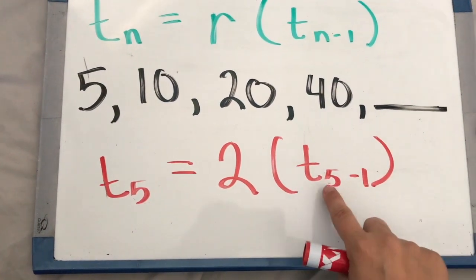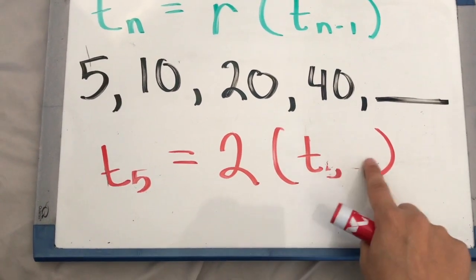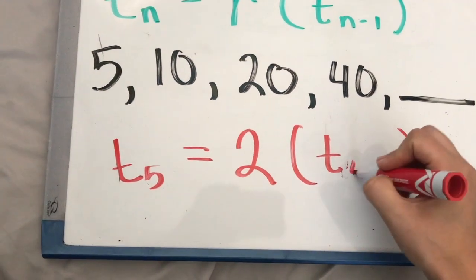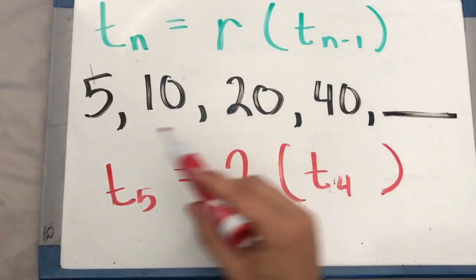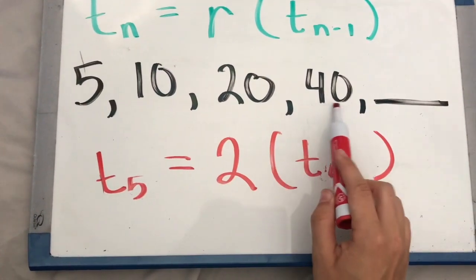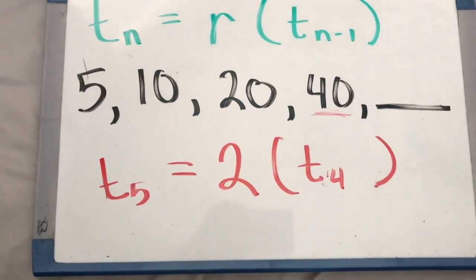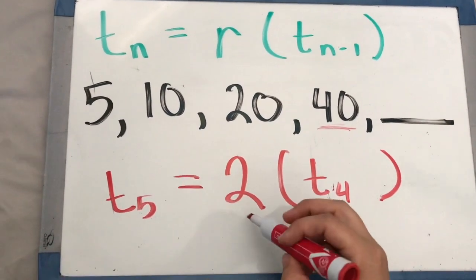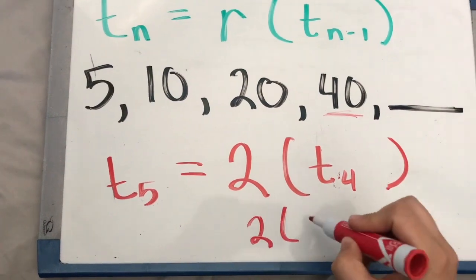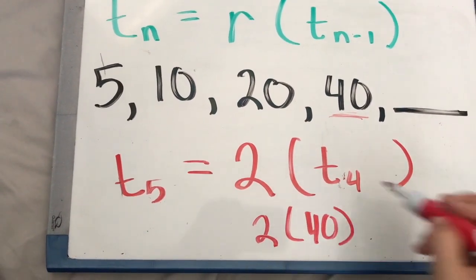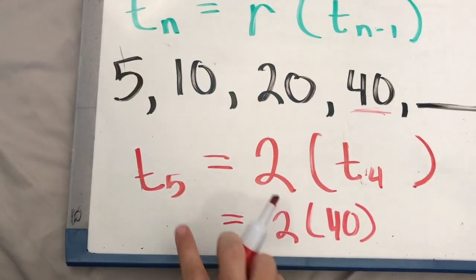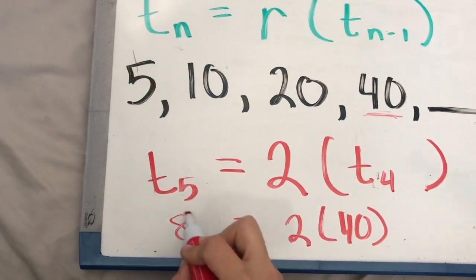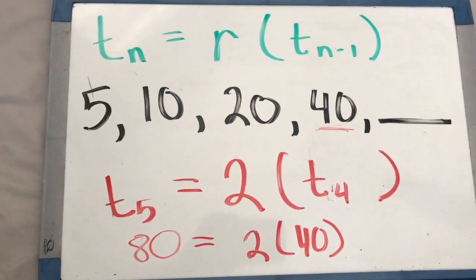So we know that t of 5 minus 1 is just t of 4, right? And t of 4 is equal to 1, 2, 3, 4 is equal to 40. That's my 4th term. So really all I'm doing is 2 times 40. And that gives me my 5th term, which is now going to be equal to 80.